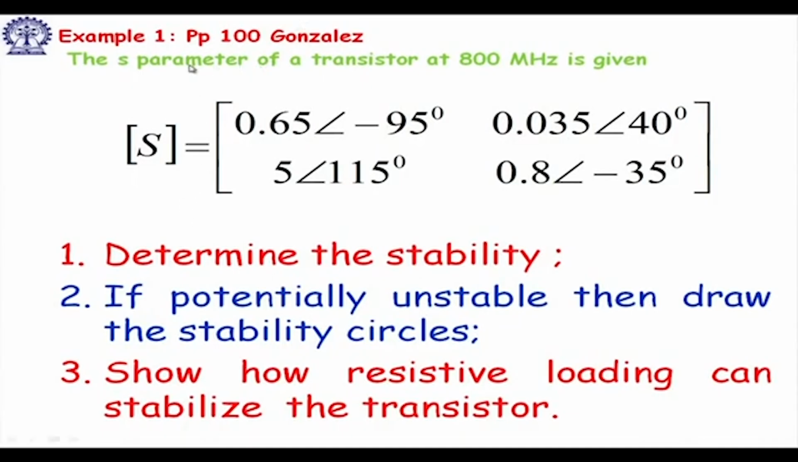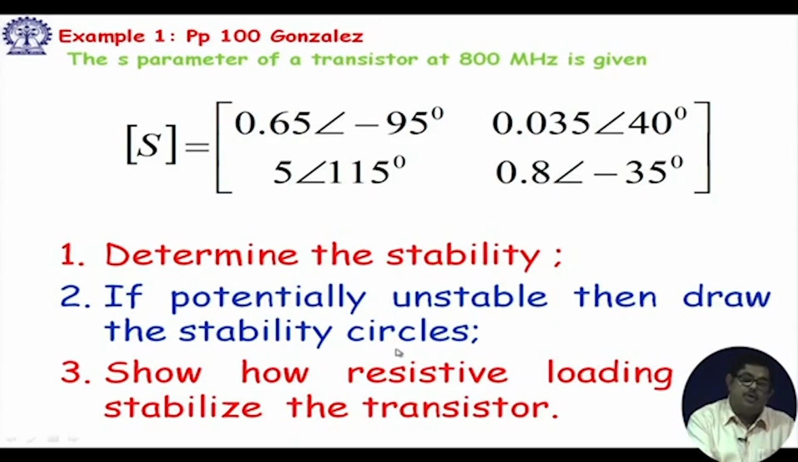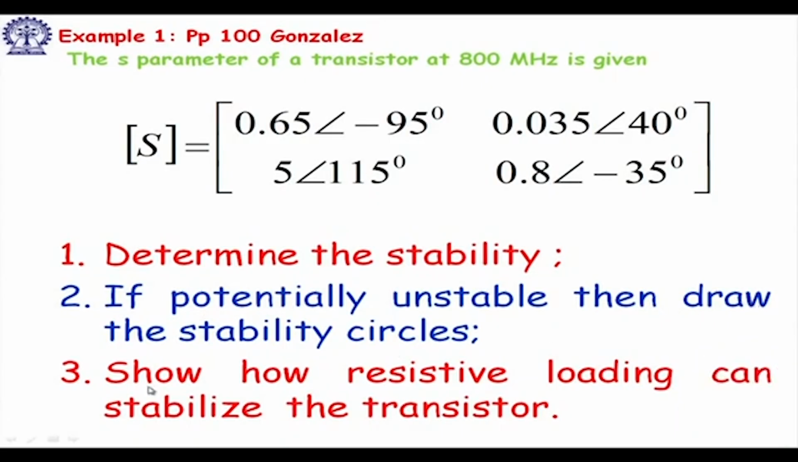This is from the Gonzalez book, which I have already referred to. On page 100 of my edition, this problem is given: suppose the S parameters of a transistor at 800 megahertz are given like this. These are the values given. First determine the stability; then, if potentially unstable, draw the stability circles and then show how resistive loading can stabilize the transistor. This is a new thing, and we will discuss it with the example.